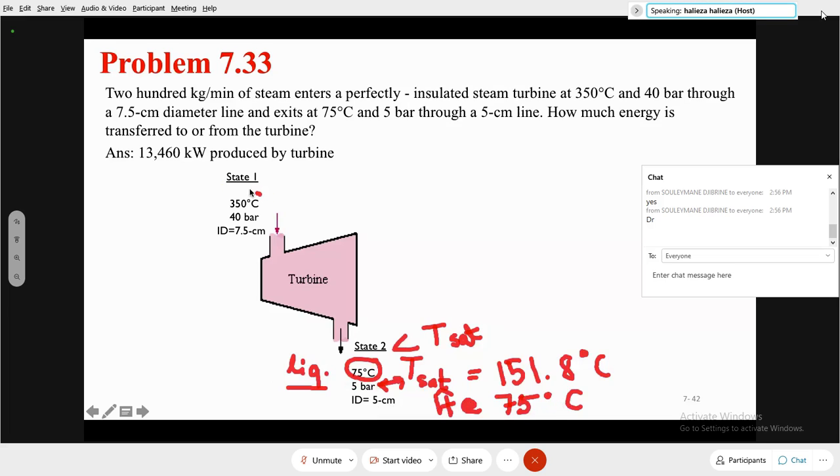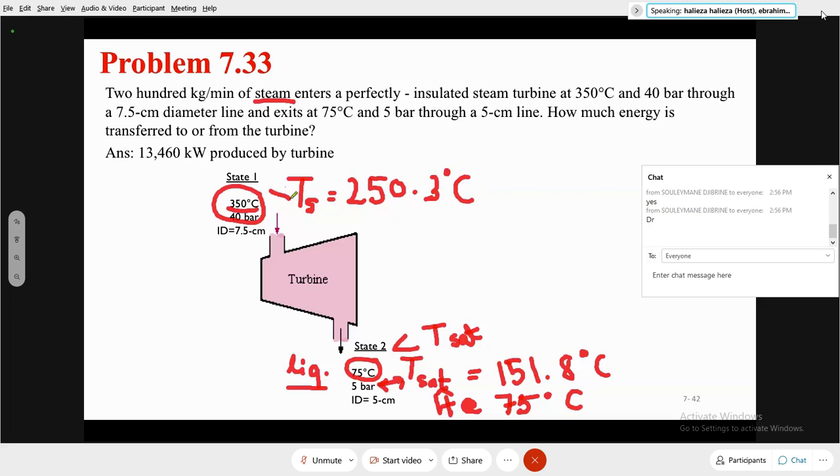For this question, this is 350 degrees C and 40 bar. It's mentioned that it's steam. Okay, now look at your appendix. Do we have 40 bar? Yes, you have. So what's the temperature? 250.3. Okay, T saturated at that 40 bar. If I just write S there for saturated, the temperature is 250.3 degrees C.